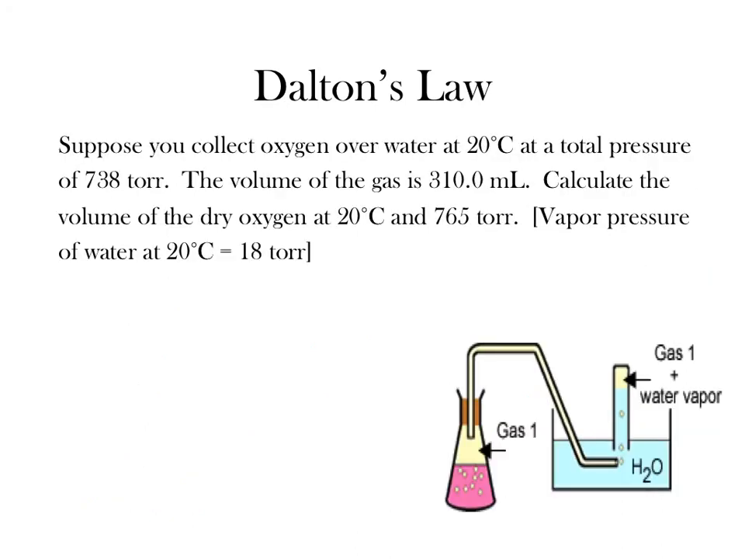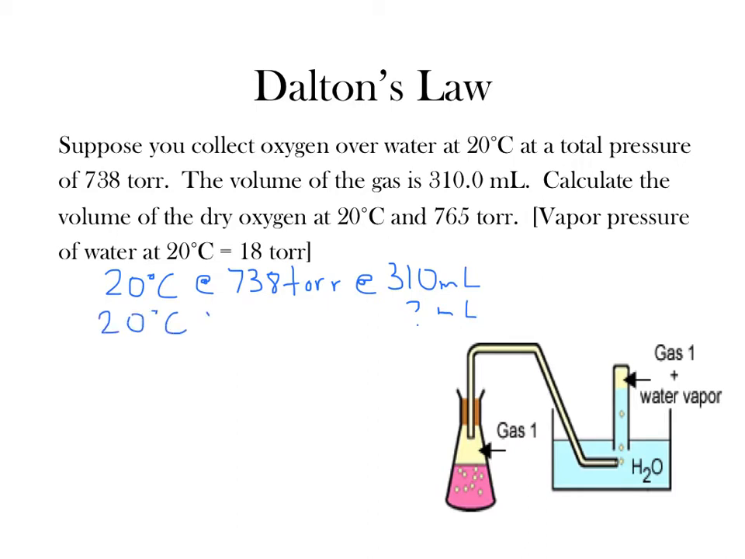Suppose you collected oxygen over water at 20 degrees and a total pressure of 738 torr. The volume of the gas is 310 milliliters. So 20 degrees C, 738 torr, the volume is 310 milliliters. Calculate the volume of the dry oxygen at 20 degrees C, so a constant temperature, and 765 torr. That's all the information from my problem.